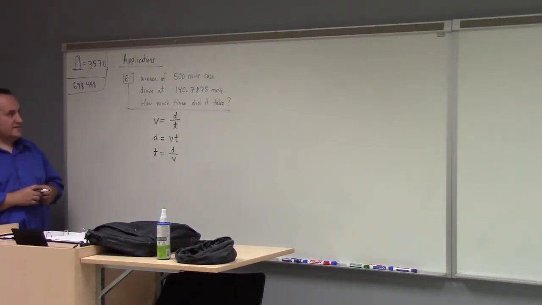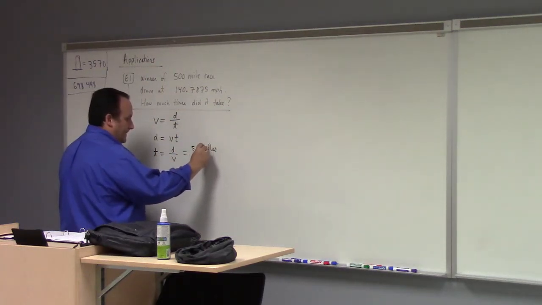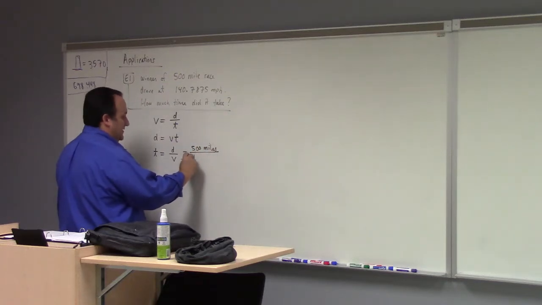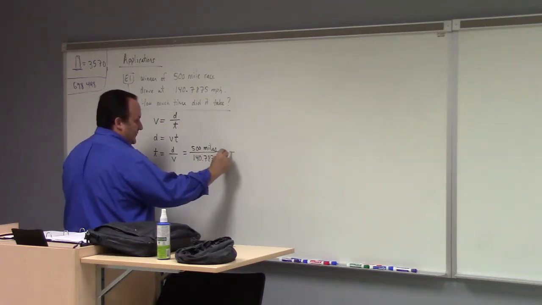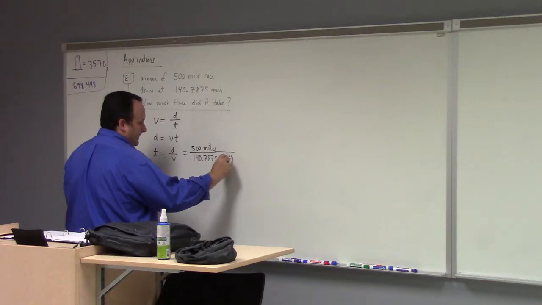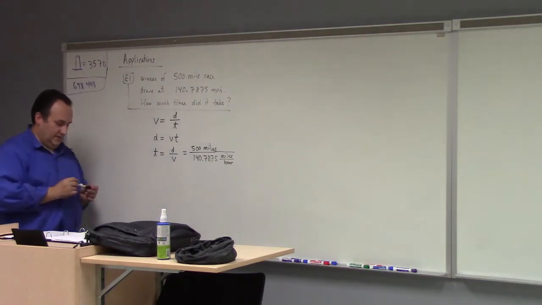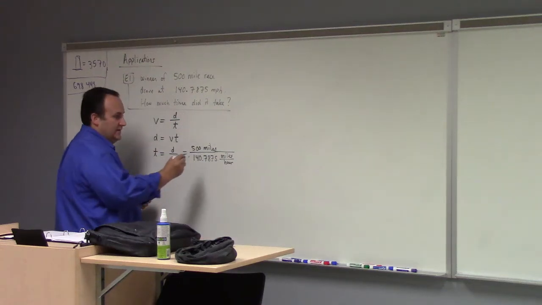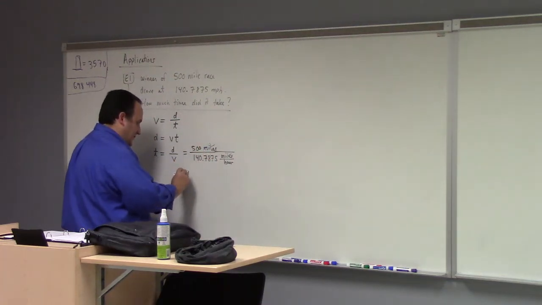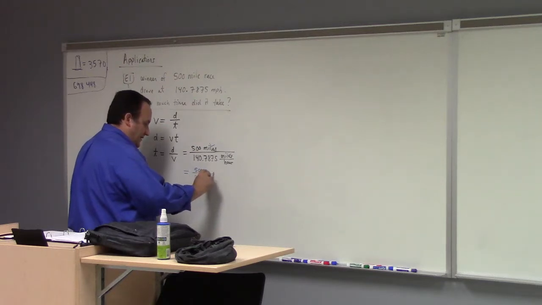Now we're given that the distance is 500 miles, right? And the speed, the velocity here, is 140.7875. And what's miles per hour? That means miles over hours, right? So the way the units work here, the miles and the miles cancel, and you're just left with hours. So we get 500 over 140.7875 hours.